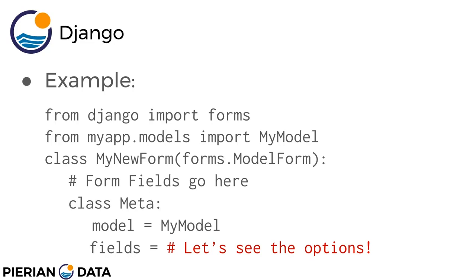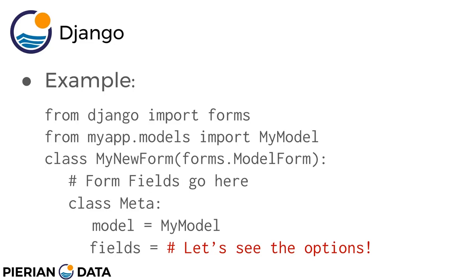So you can import this however you want. Typically you'll see it done from myapp.models import MyModel. A lot of times people also say from . import models.MyModel, etc. Then we have the actual form class. So you have class, whatever you want to call your form, in this case we're calling it MyNewForm, and then you inherit or derive from the forms.ModelForm class. So this is a subclass of that model form, very similar to what we did before.